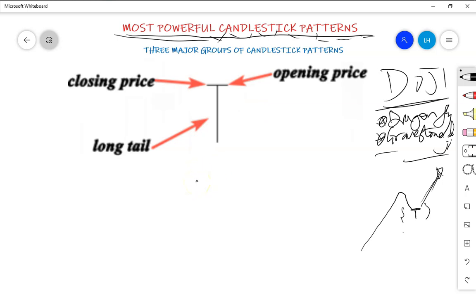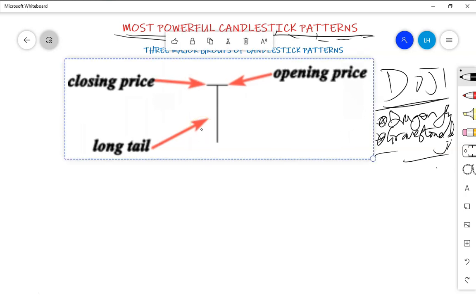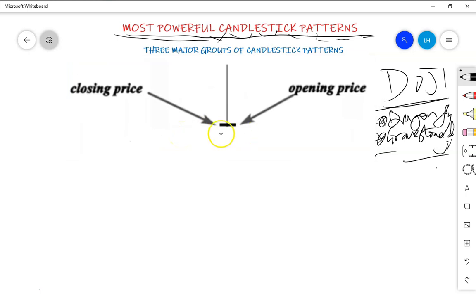So I'm through with the first type of doji. We are moving now to the second type of doji, which we call the gravestone doji. A gravestone doji is just an inverse of a dragonfly. What happens here is the same, but the difference is that the tail is above.